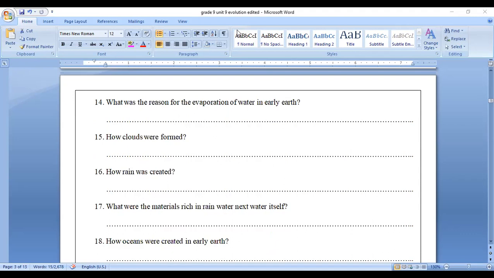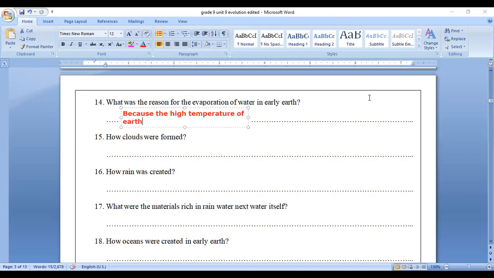What was the reason for the evaporation of water in the early Earth? What was the reason why the water was evaporating? Because of the high temperature of the Earth. Correct? Yes, sir. High temperature of Earth.